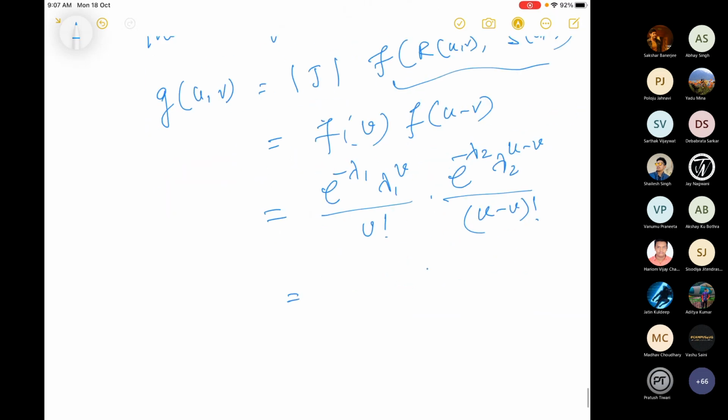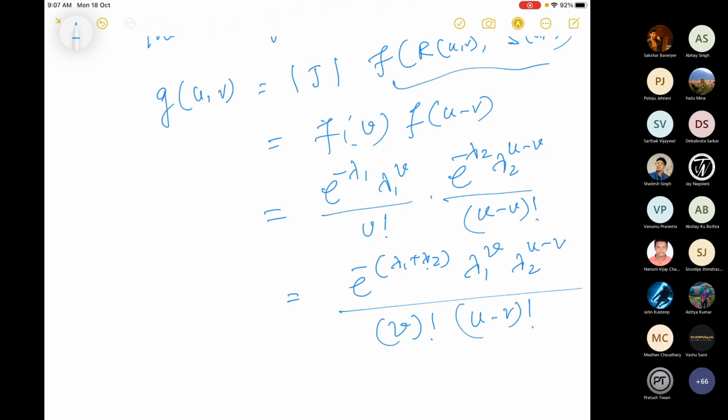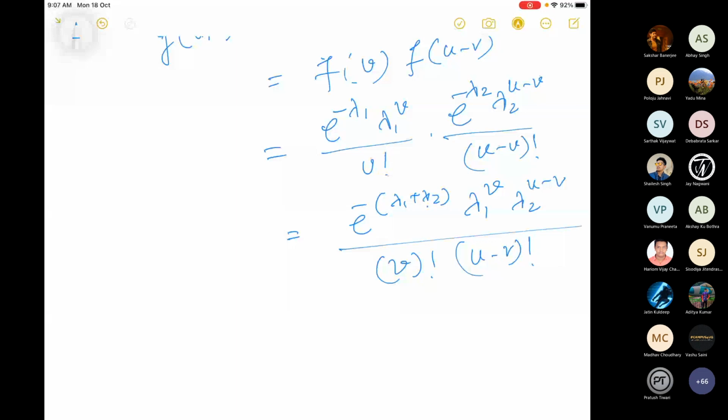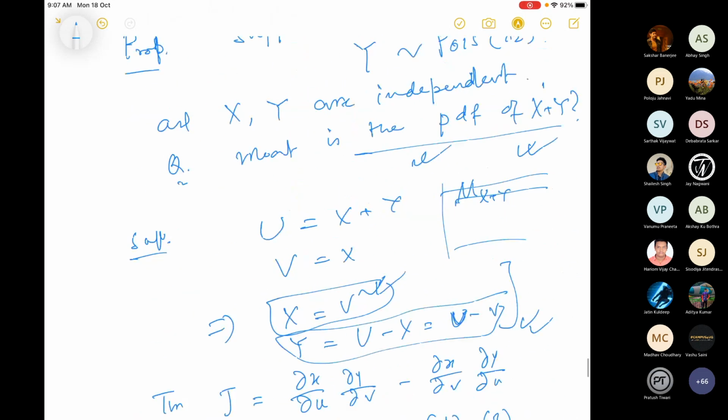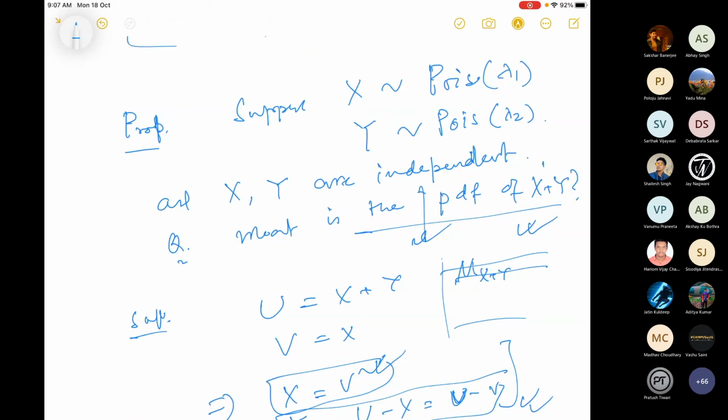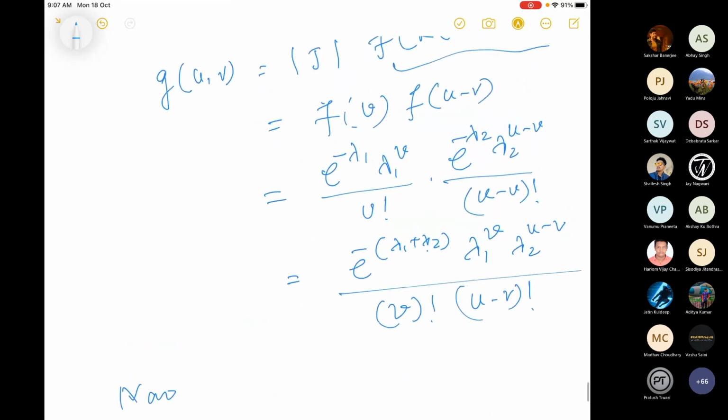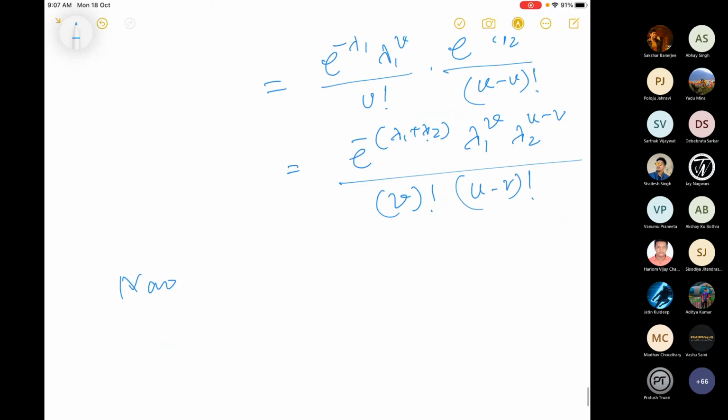So essentially it gives you e to the power minus (lambda 1 plus lambda 2), lambda 1 to the power v and lambda 2 to the power u minus v, divided by factorial v and u minus v factorial. This is how it is defined. Then you have to find the marginal one. Because we want to find the PDF of x plus y, which is u here. We found the joint PDF of u, v. You need to find the marginal of u.